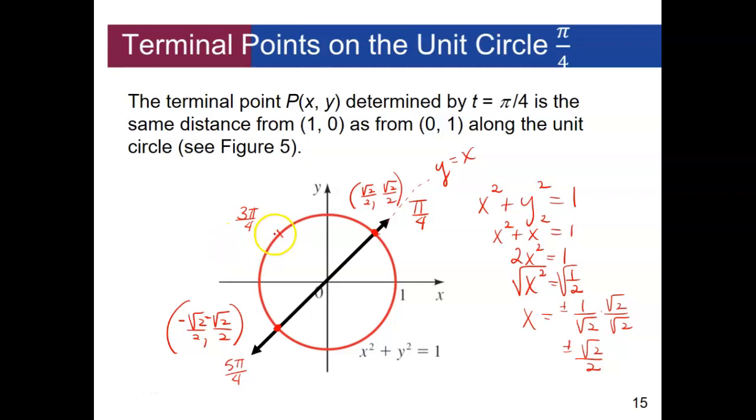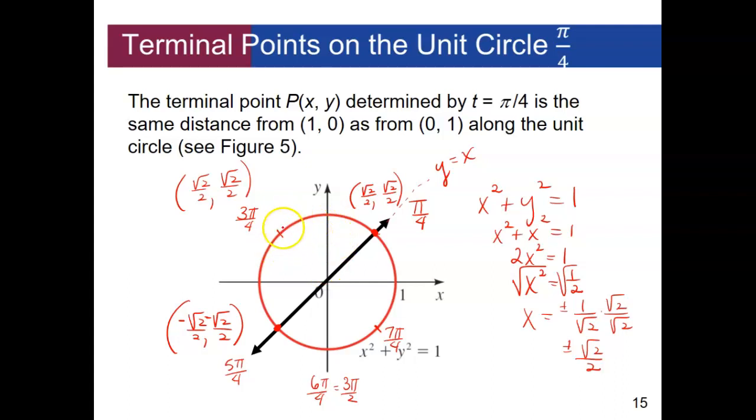So this one we said was 3 pi over 4. So down here, we're going to go 5 pi over 4. This would be 6 pi over 4, which we know would reduce to 3 pi over 2. And this is going to be 7 pi over 4. The coordinates of all these pi over 4s are going to be the square root of 2 over 2 and the square root of 2 over 2.